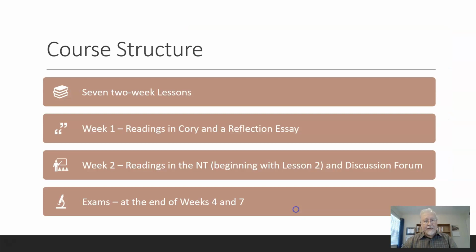The course structure is really quite simple, quite consistent. There will be 7 2-week lessons, and each one will have a very consistent pattern, a very consistent rhythm. So in week 1 of the 7 lessons, there will be readings in Corey, and there will be a reflection essay assigned. And then in week 2 of the lesson, there will be readings in the New Testament, beginning with lesson 2, and a discussion forum assigned. And that will happen regularly right through to the end of the class. And then there will be the 2 exams, 1 at the end of lesson 4 and 1 at the end of lesson 7.